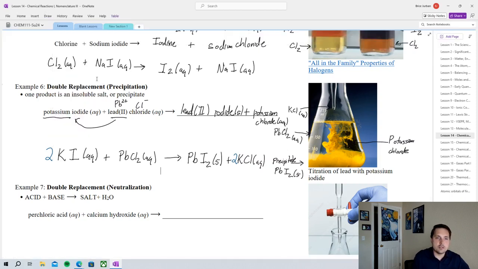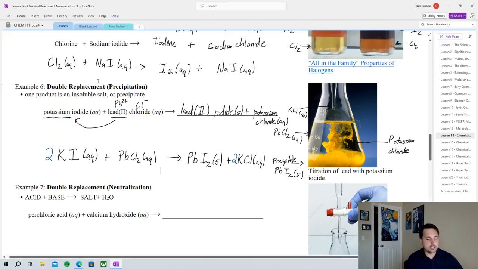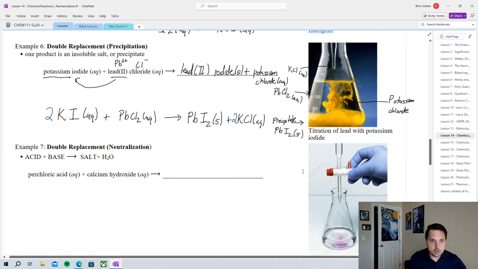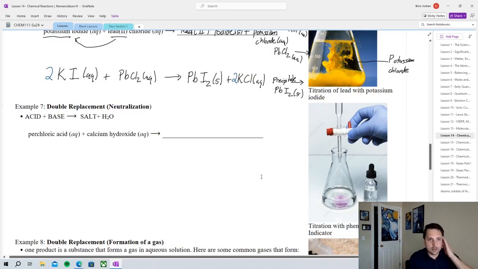A lot of times when you go to balance a precipitation reaction or a double replacement reaction in general, you want to make sure that you have the formulas correct, because if you don't, you'll end up in a perpetual loop of not being able to balance it correctly. All right. Another type of double replacement reaction is a neutralization reaction, where we take a compound called an acid and a compound called a base, and then we mix them together. We'll get a salt, and then we'll get water as a product.